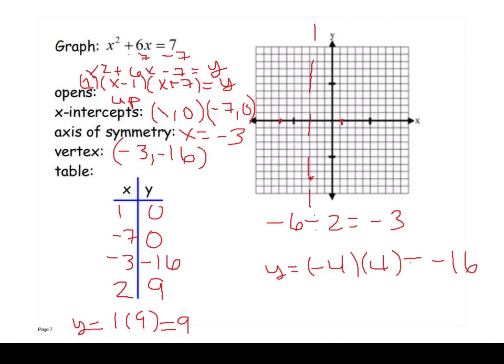My point that I chose is 2, 9. So that's 2 to the right, up 9. Remember, we're counting in twos, so that's about 4.5 boxes. So that was located right there.